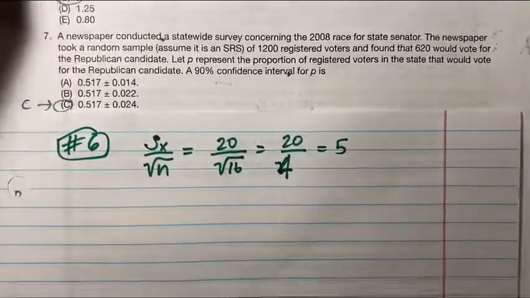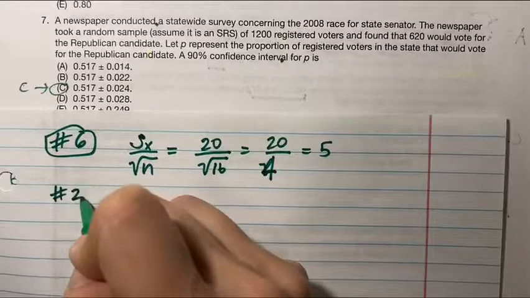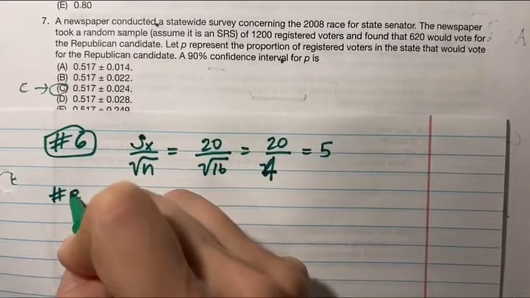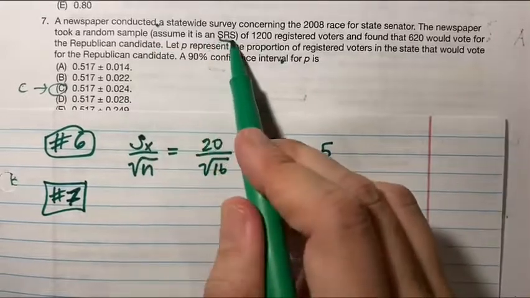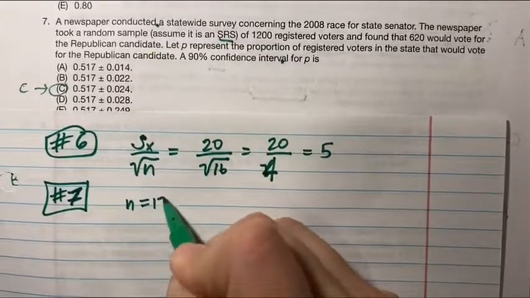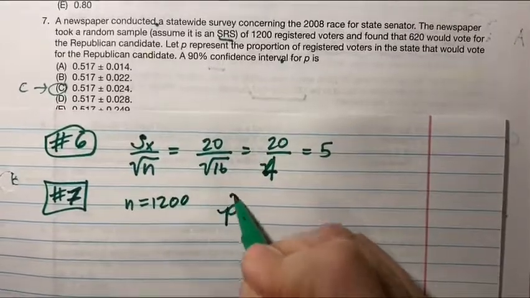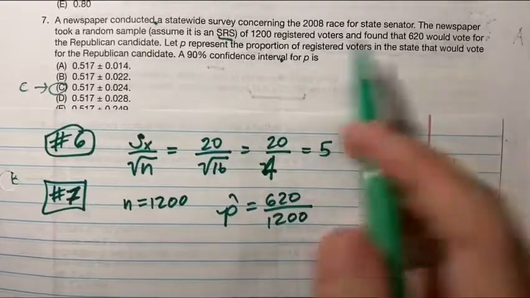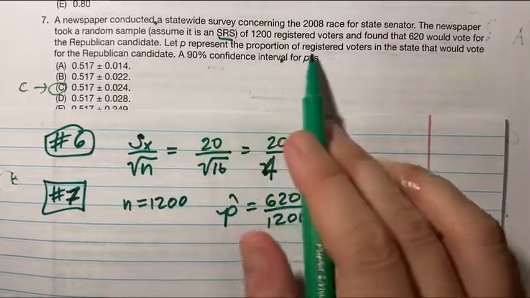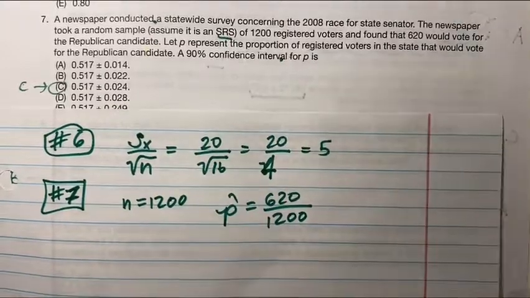A newspaper conducted a statewide survey concerning the 2008 race. Question 7 states the newspaper took a random sample, assume SRS, of 1,200 registered voters and found that 620 of the 1,200 would vote for the Republican. Let P represent the proportion of voters that would vote Republican. A 90% confidence interval is done.